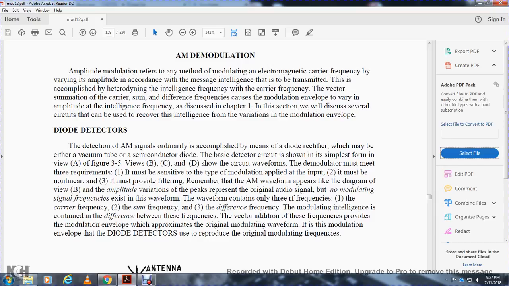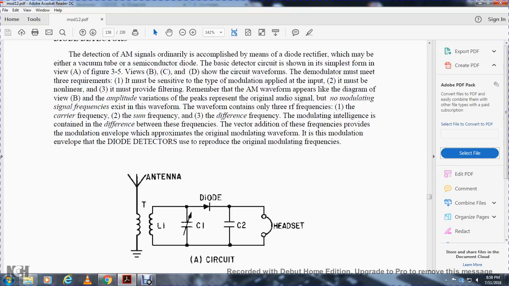Remember that the amplitude modulation waveform appears like the diagram in view B. Amplitude variations at the peaks represent the original audio signal. No modulating signal frequency exists in the waveform. The waveform consists only of three radio frequencies: the carrier frequency, the sum frequency, and the difference frequency. The modulation intelligence is contained in the difference between the frequencies. The vector sum of these frequencies produces the modulation envelope, which approximates the original modulating waveform. The diode detector recovers the modulation envelope to produce the original modulating frequency.